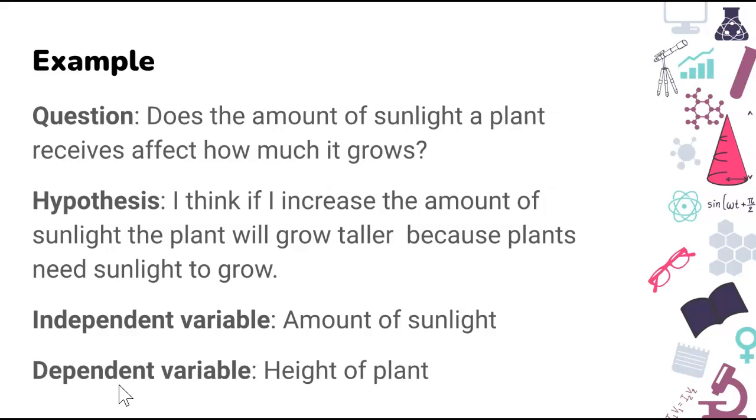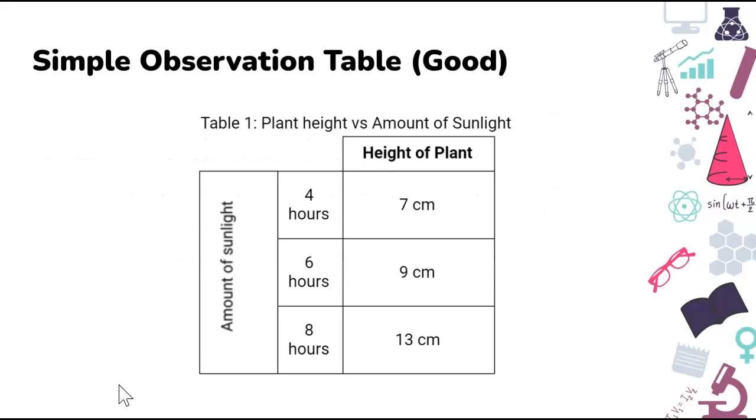So we perform our experiment, we set up a whole bunch of trials and collect a whole bunch of data, and then we want to actually put all that data together into something that we can actually use. So let's look at what a simple observation table would look like. Now, this is an example of a good observation table. All right, so we can see at the top we have the title, and in this case our title is Table 1, the plant height versus amount of sunlight.